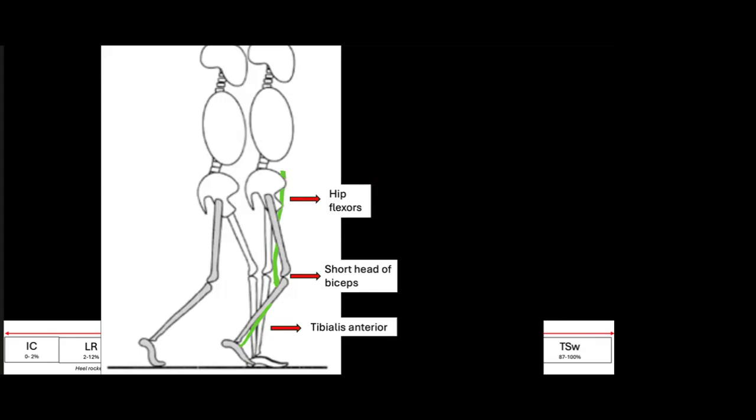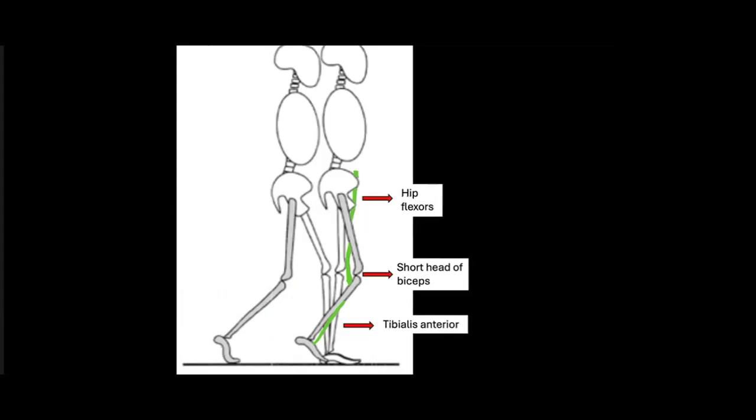And the foot has to be cleared off the ground, so the tibialis anterior works concentrically to dorsiflex the ankle so that the foot does not touch the ground and we get good ground clearance to move forward. So here we have the hip flexors, iliopsoas, gracilis and the anterior hip adductors, which flex the hip up. The short head of the biceps works to flex the knee and the tibialis anterior to dorsiflex the ankle.